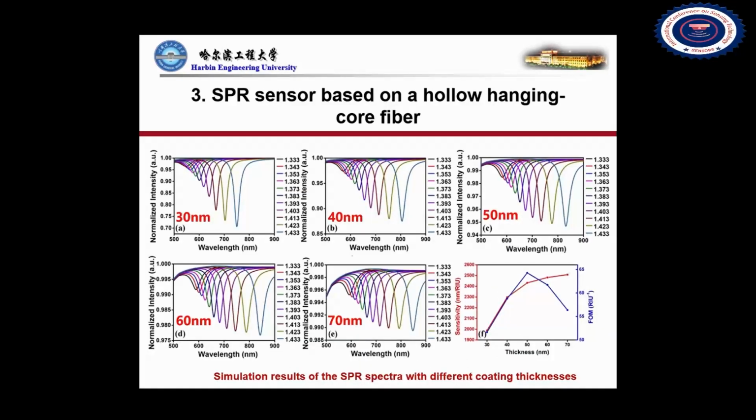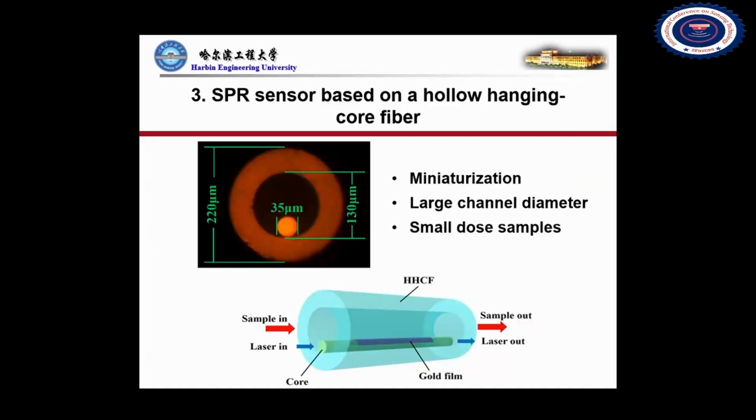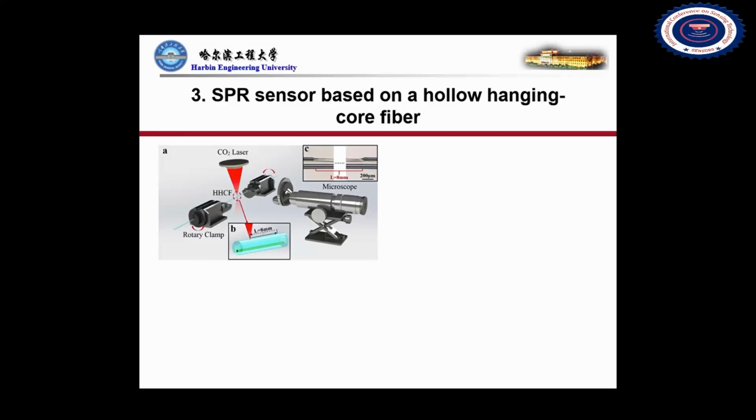These are the spectra simulated under different gold film thickness. With the increase of gold film thickness, the refractive index sensitivity of the SPR sensor increases, and the quality factor of the sensor increases and then decreases. The probe structure is shown in the figure. The SPR sensor prepared with suspended core fiber ensures the liquid flowability. It has the advantages of large aperture and miniaturization and can be used for the detection of liquid samples in small doses.